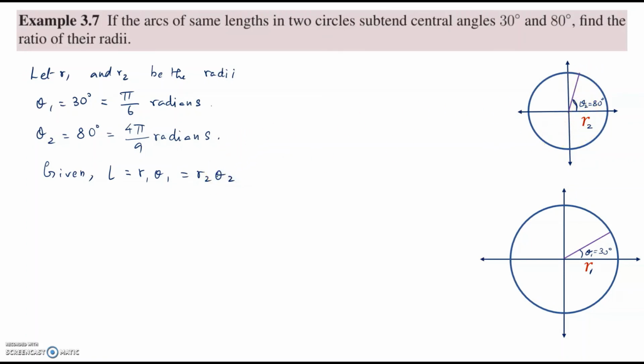So substituting the values of theta into this, we can say pi by 6 R1 is equal to 4 pi by 9 R2. So further simplifying, we can cancel the pi and, rearranging, we get the answer as R1 divided by R2 is equal to 8 by 3. Therefore, the ratio R1 is to R2 is equal to 8 is to 3.